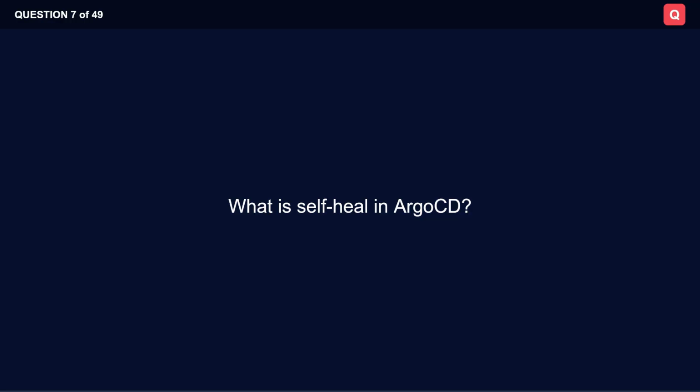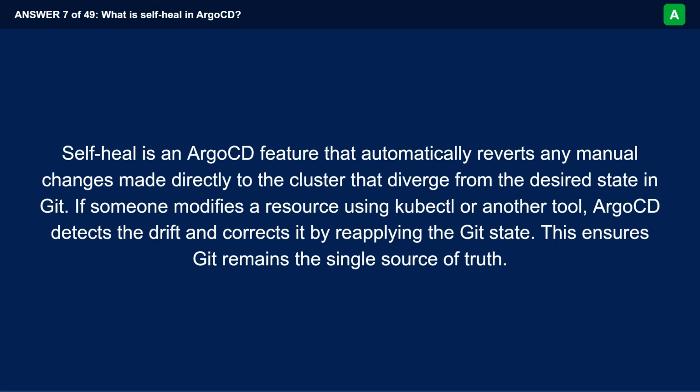What is self-heal in ArgoCD? Self-heal is an ArgoCD feature that automatically reverts any manual changes made directly to the cluster that diverge from the desired state in Git. If someone modifies a resource using kubectl or another tool, ArgoCD detects the drift and corrects it by reapplying the Git state. This ensures Git remains the single source of truth.